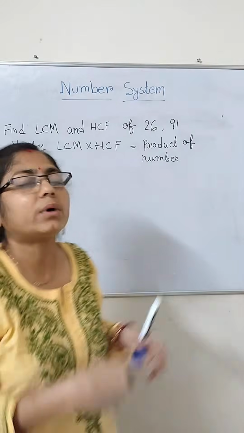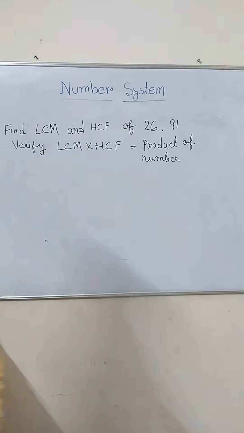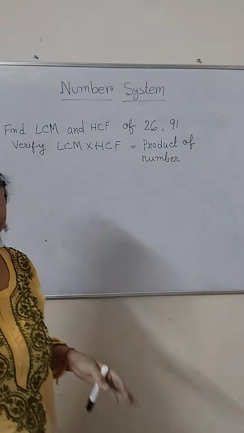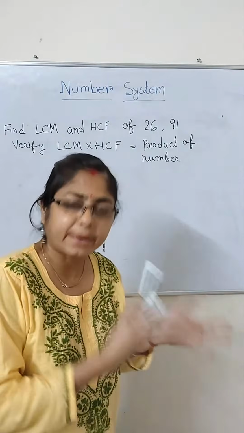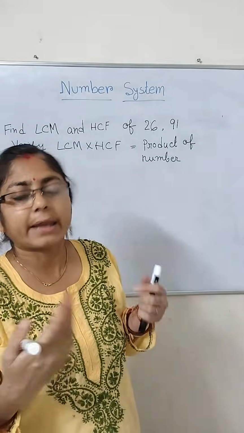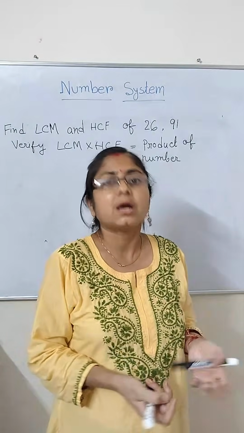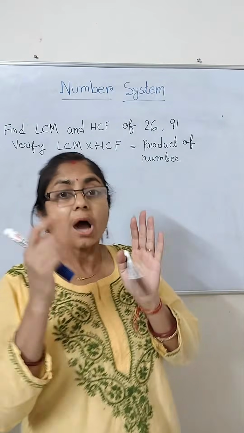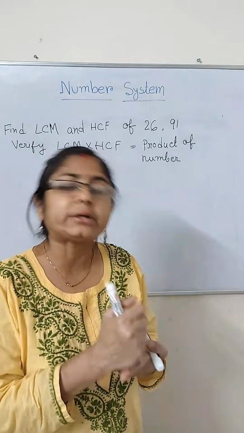Math का main keyword किधर है? You have two numbers, 26 and 91. First normally you find out the LCM and HCF. You can apply any method which you learn from class 6, 7, any class. You first find out.